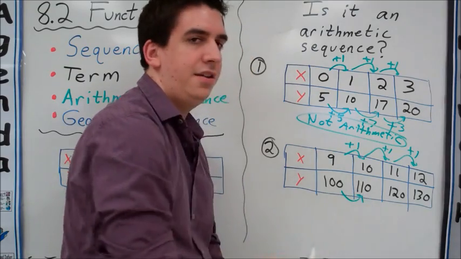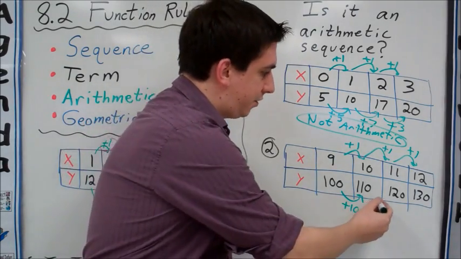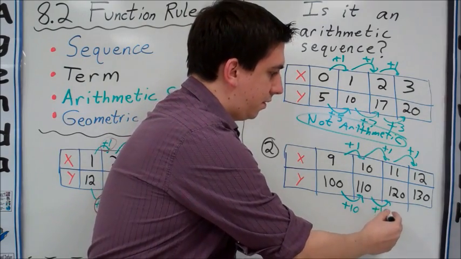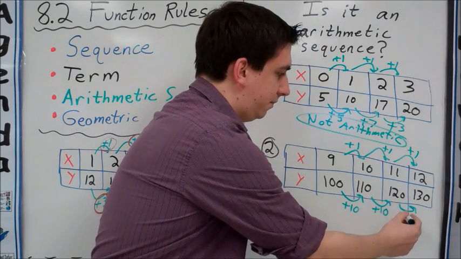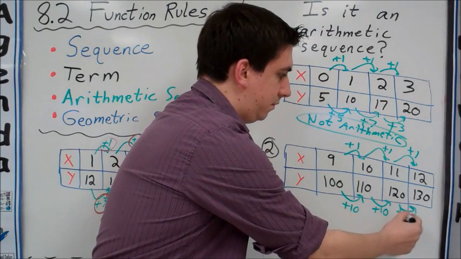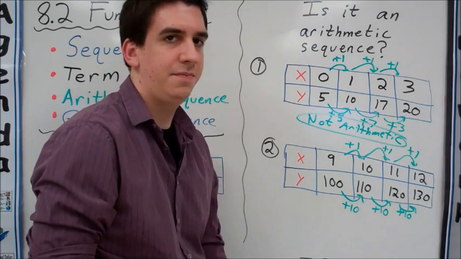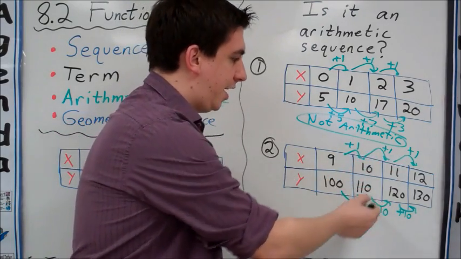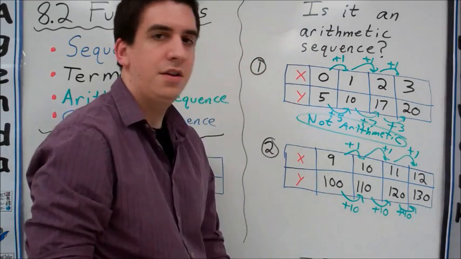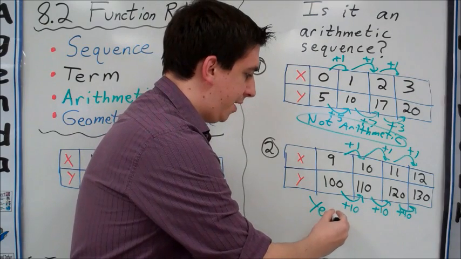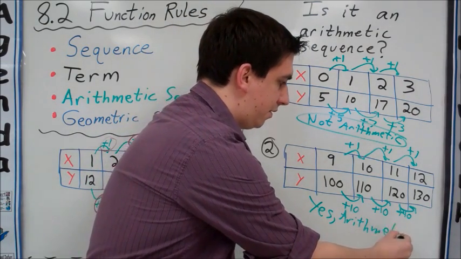100 to 110 is plus 10. 110 to 120 is also plus 10. And 120 to 130 is also plus 10. Since all of these are constant, and now your y's are constant, plus 10, plus 10, plus 10, we know that this is arithmetic. So we can say yes, that is arithmetic.